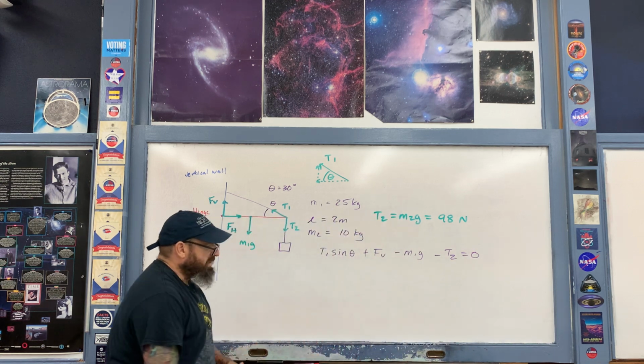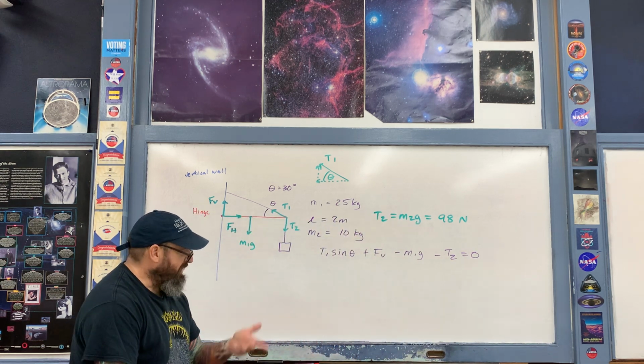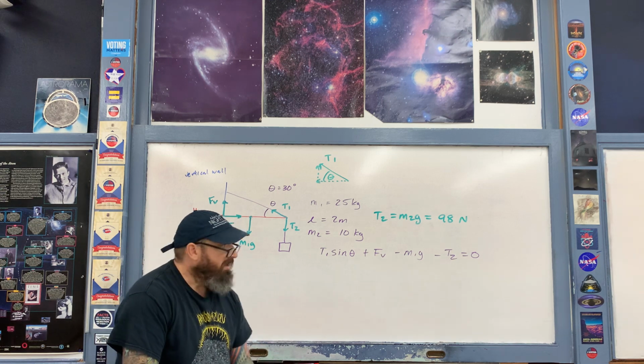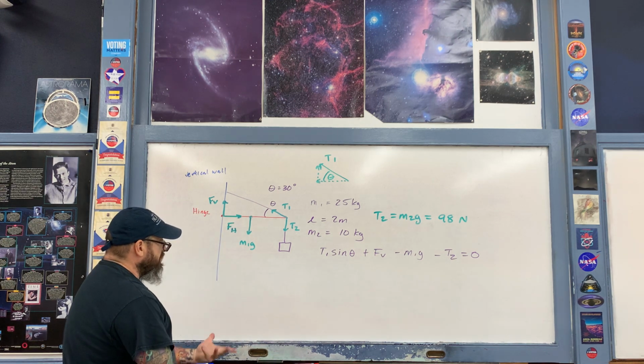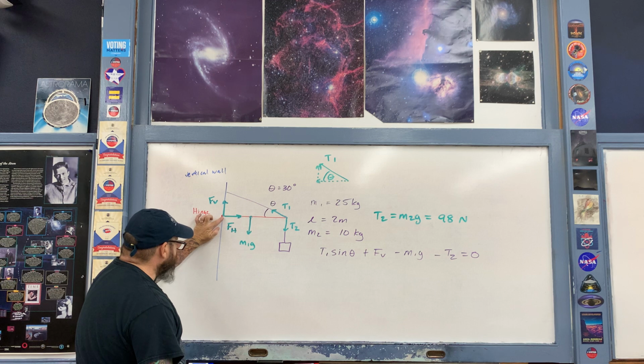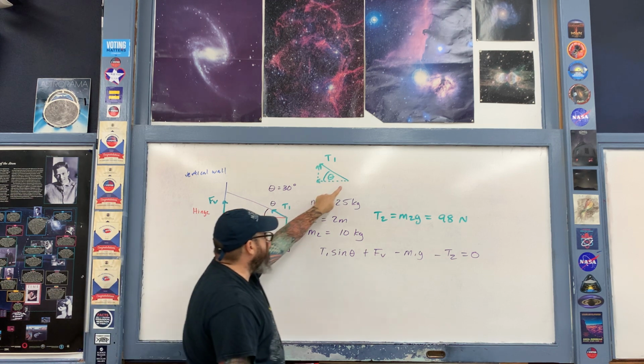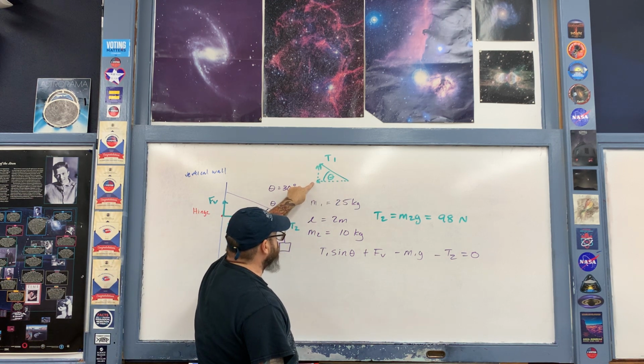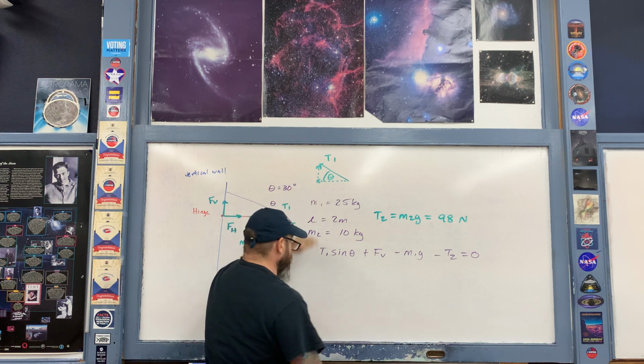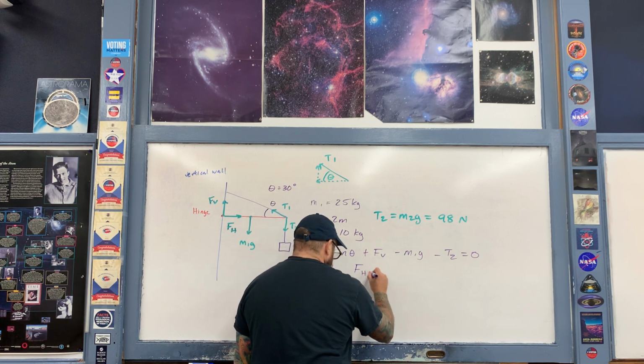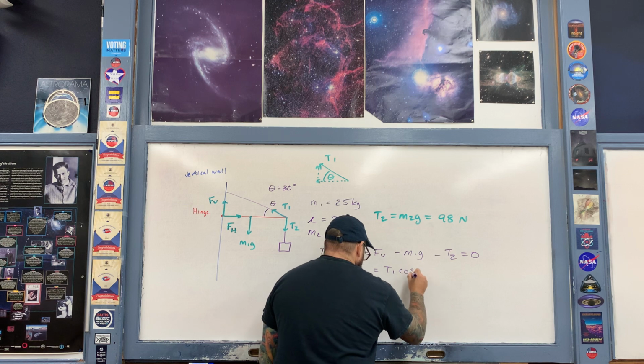Like so. And you can see that we have here a bunch of unknowns, FV and T1. Let's now go ahead and add up the forces here horizontally. Horizontally, we just have FH here canceling out with this component of T1 in the opposite direction. This is T1 cosine theta. So FH equals T1 cosine theta.